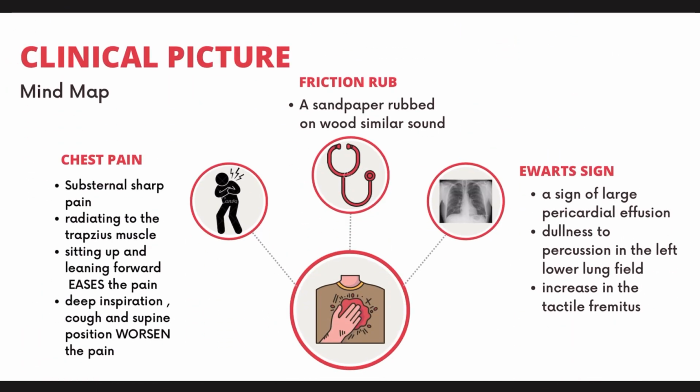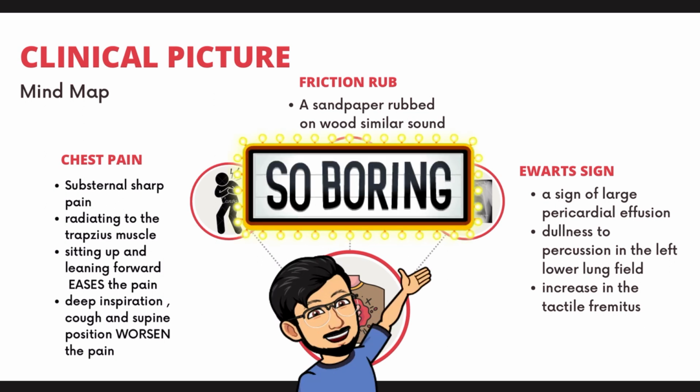You are in the ER, a pericarditis patient is gonna come up with a characteristic chest pain, which is substernal, sharp pain radiating to the trapezius muscle. Leaning forward and sitting up eases the pain, while deep inspiration, cough, and supine position worsen the pain. It's related to the position of the fluid surrounding the heart. While auscultating the patient, you will find a friction rub, which is a sandpaper rubbed on wood, similar sound.